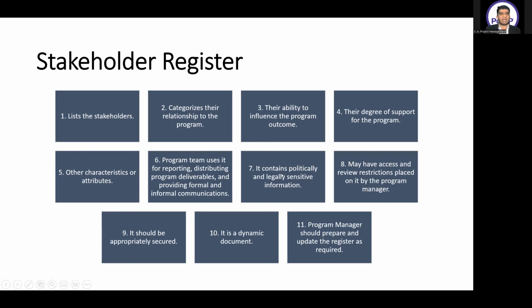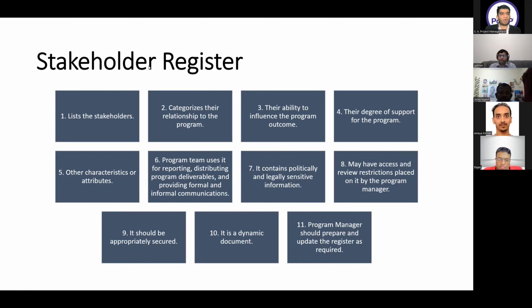It contains politically and legally sensitive information, may have access and review restrictions placed on it, and should be appropriately secured. It is a dynamic document. The program manager should prepare and update the register as required. The most important thing here is that the registers that we are making in PgMP are benefit register, risk register, and stakeholder register. Out of these three registers, all are dynamic documents, meaning they can be updated and referred to throughout the program lifecycle. They are living documents. But the stakeholder register is the only document which is not a public document, because it contains sensitive information. The program manager has to secure it.